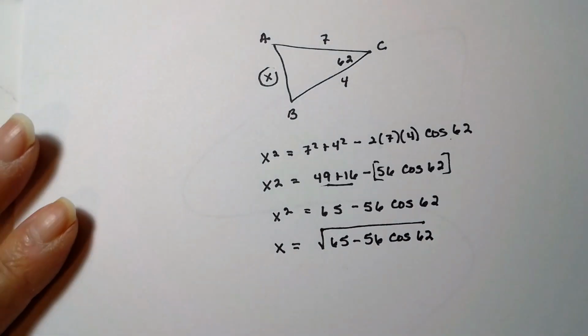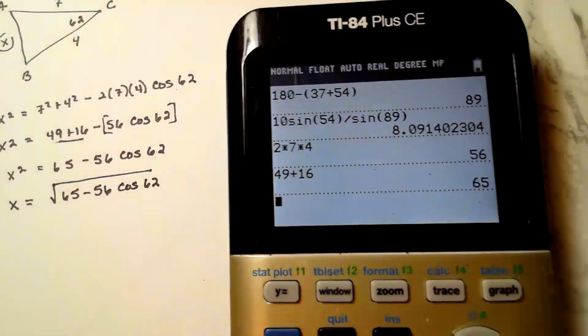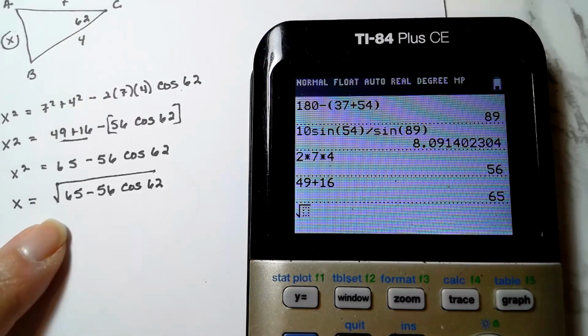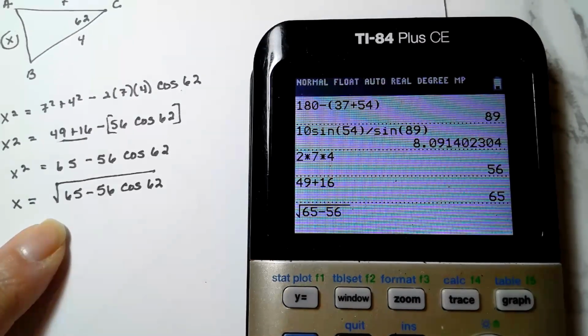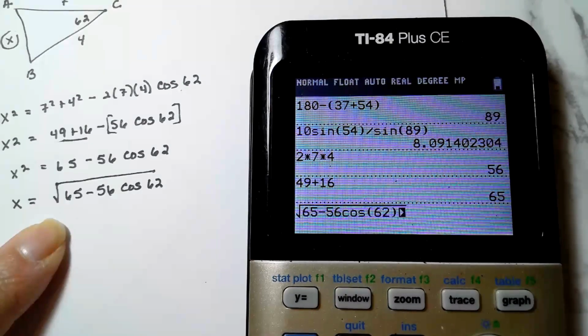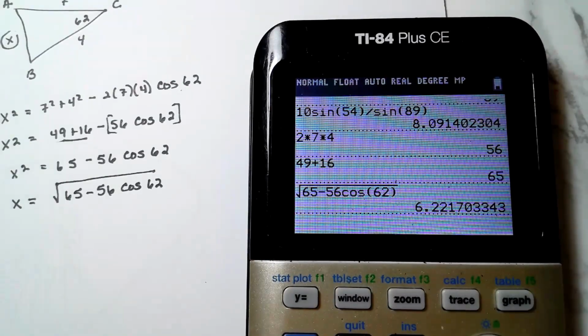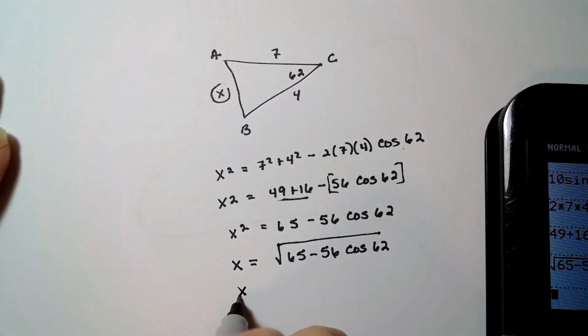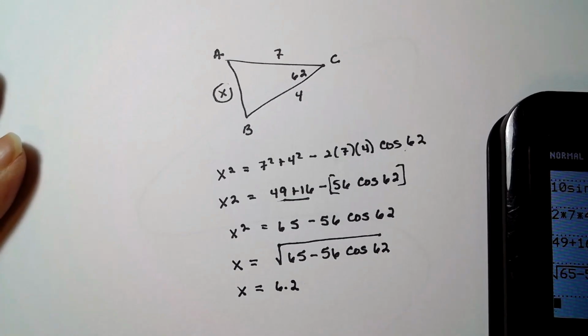And I'm going to go ahead and put that into my calculator, just as I see it. Square root key, 65 minus 56 cosine of 62. Close the parenthesis and hit enter. And it looks like the side length is 6.2. They asked to round to the nearest tenth, so it's 6.2 units in length.